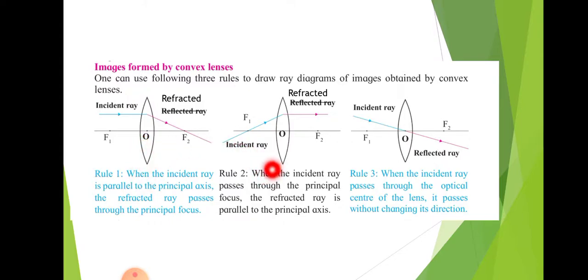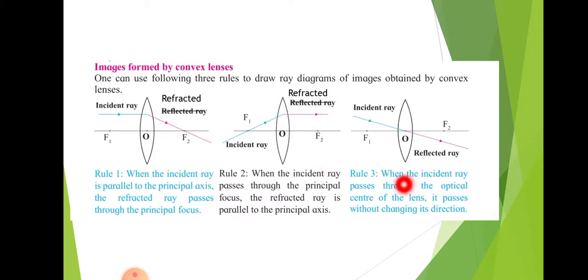Then what is the second rule? It is the opposite of the first rule. When the incident ray passes through the principal focus, then the refracted ray is parallel to the principal axis. So these two become parallel.